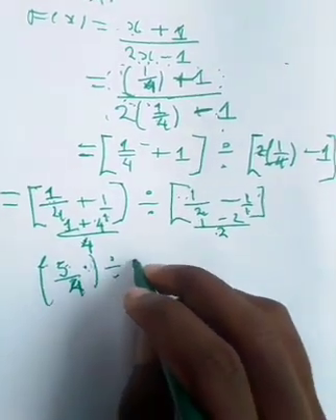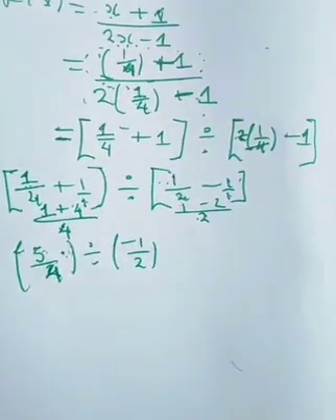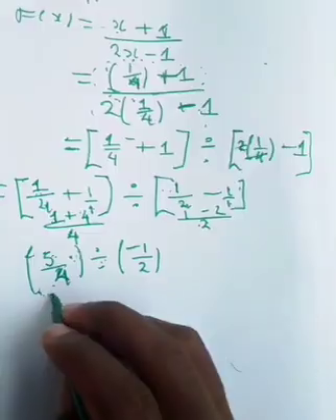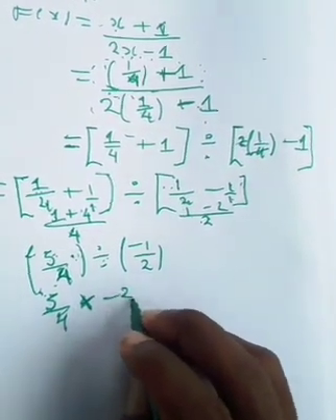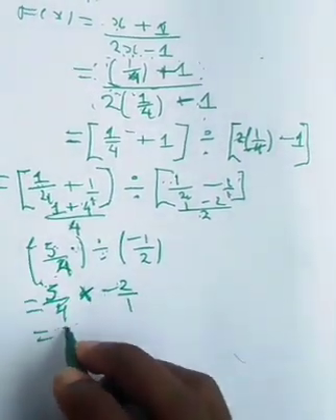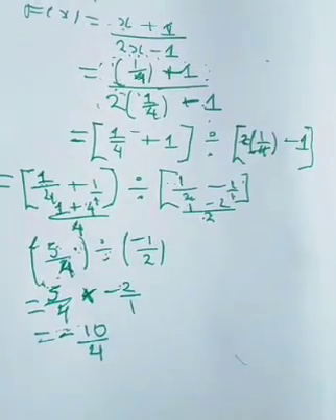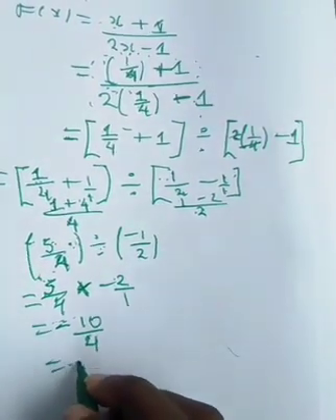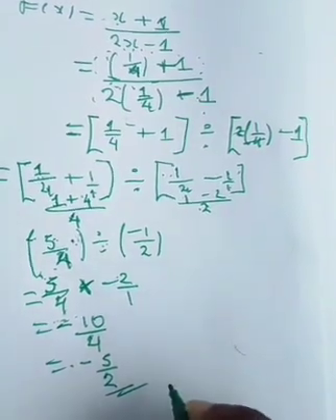Divide by negative 1 over 2. So since we are dividing, we can also write this as 5 over 4 times negative 2 over 1. So which is going to be 5 times negative 2, it is negative 10, right, over 4. We can simplify this further by dividing 2 into this and this. So 2 into 10, it is 5, right? 2 into 4, that is 2. Just like this.